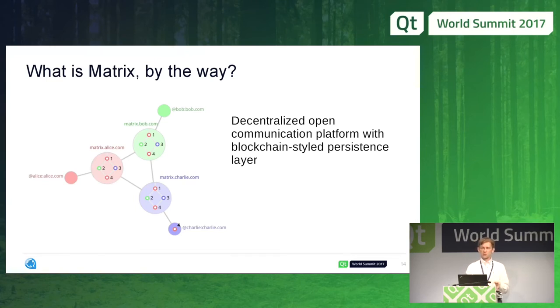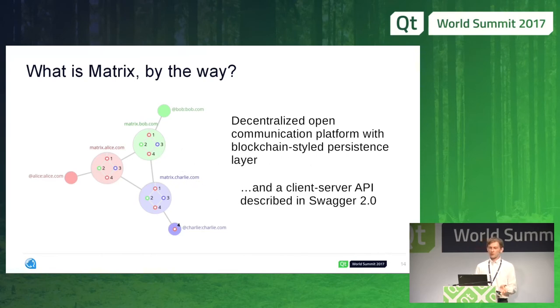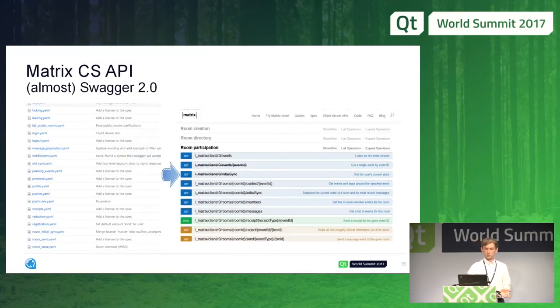Matrix targets displacing XMPP. Probably they will succeed, probably not. I don't know. That's not the point. The point is that we have a client-server API described in Swagger 2. So, almost Swagger 2, okay.